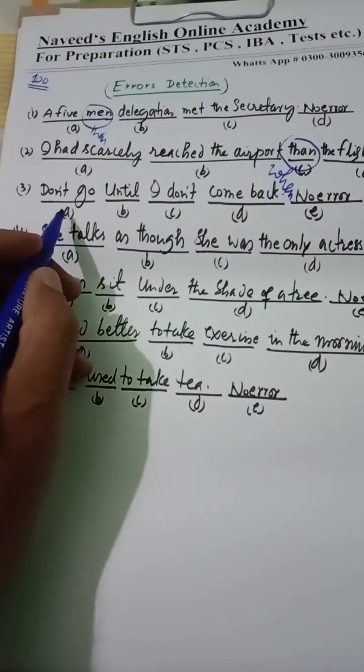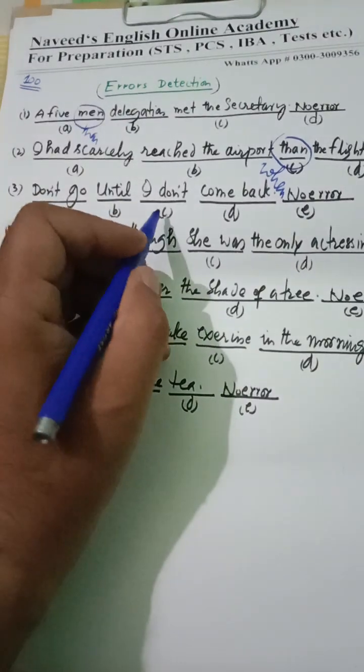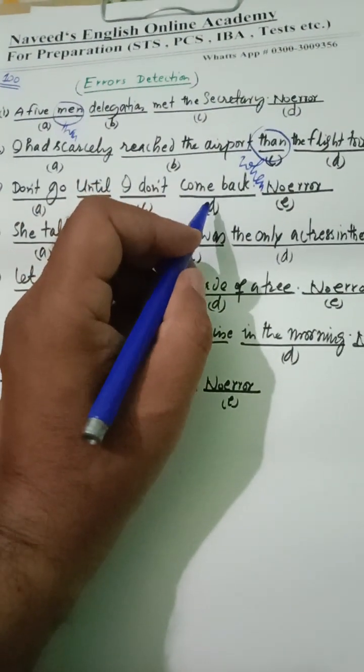Number three, don't go until I don't come back. A, I don't go; B, until; C, I don't; and D, come back; and E, no error.